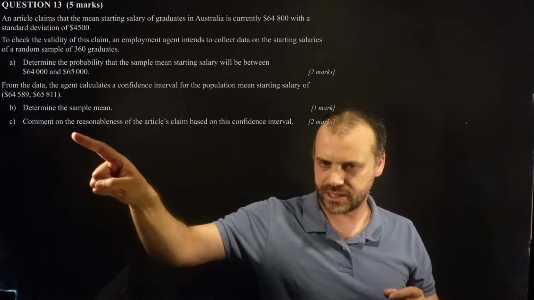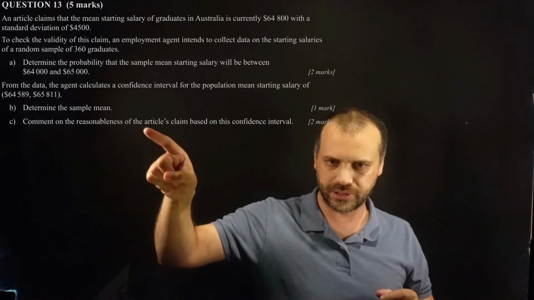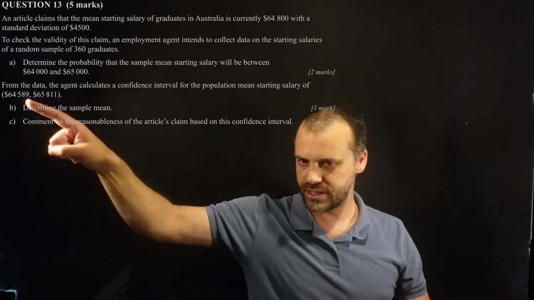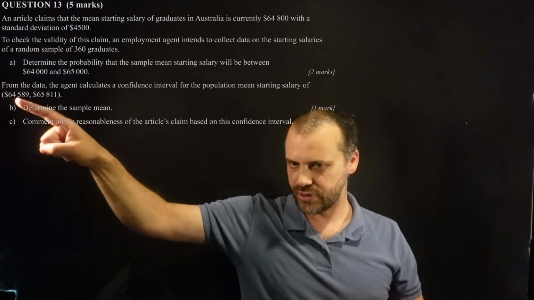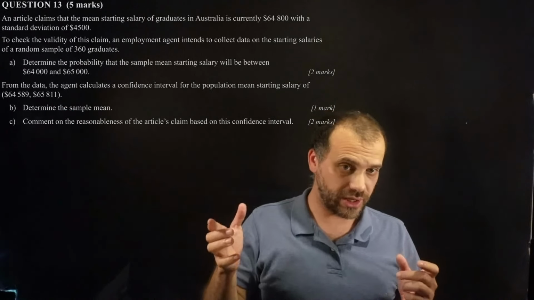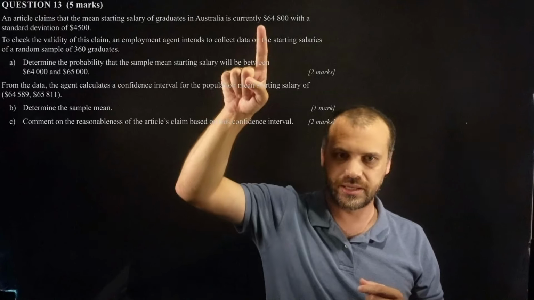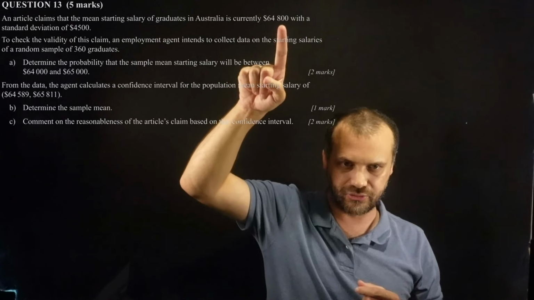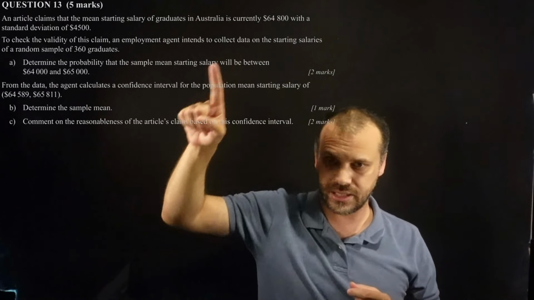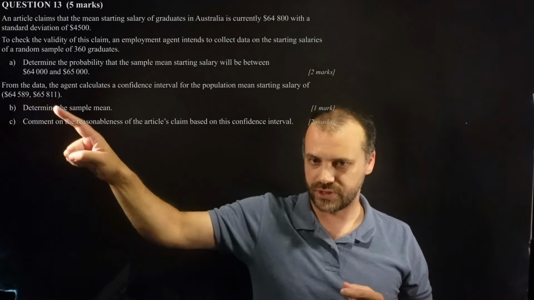Small glitch, but we'll carry on. We've got part C here. Comment on the reasonableness of the article's claim based on the confidence interval. So there's our confidence interval, 64,589 to 65,811. Now the article's claim was that the population mean is 64,800. And you can see 64,800 is indeed within this confidence interval.